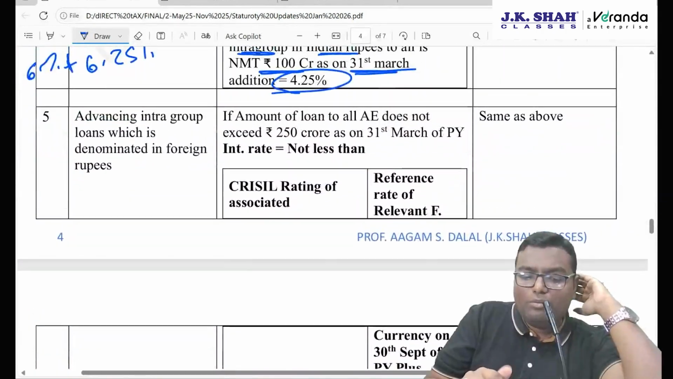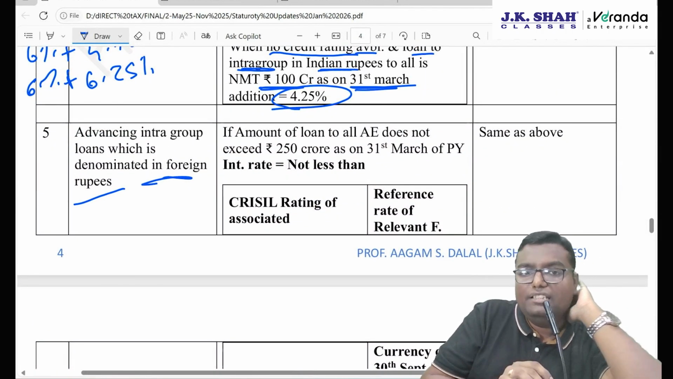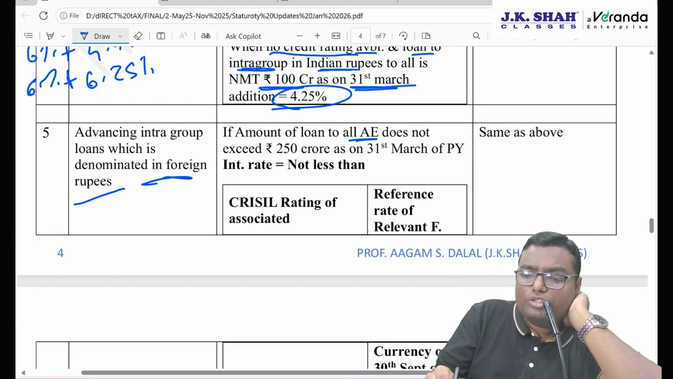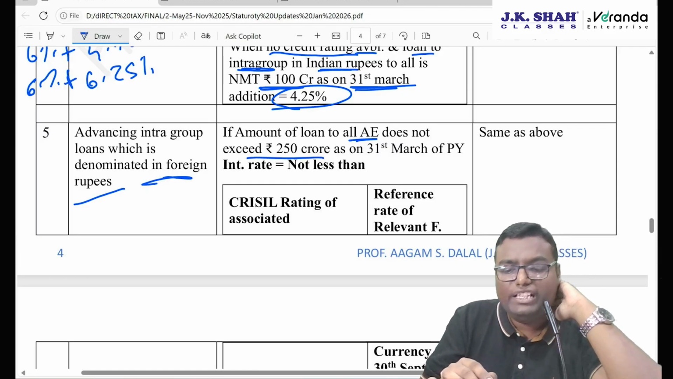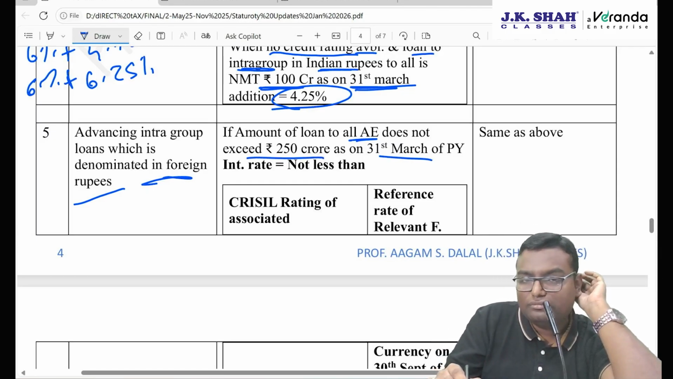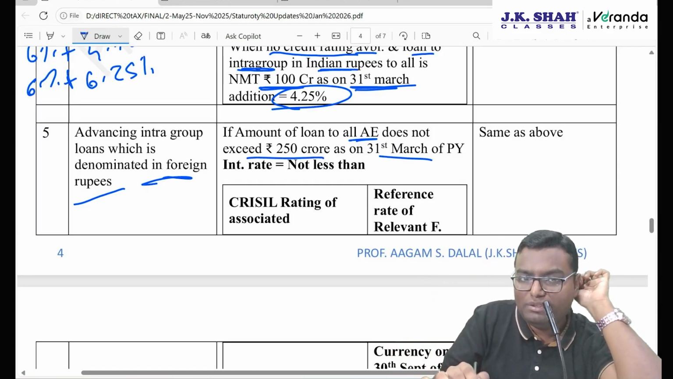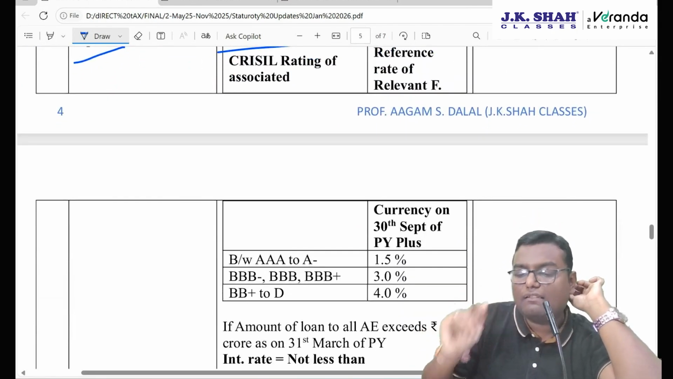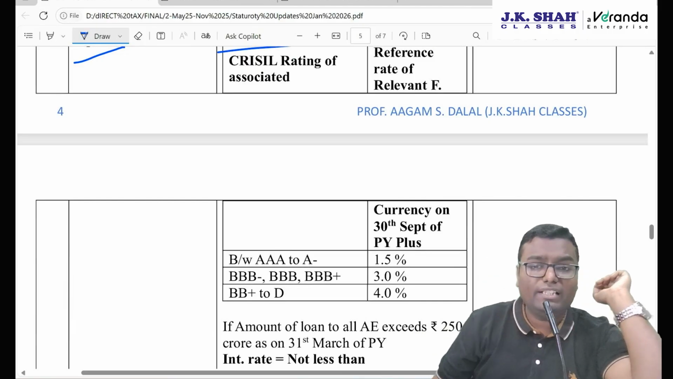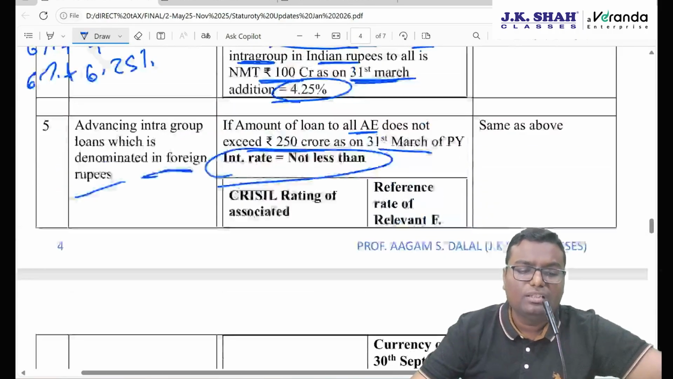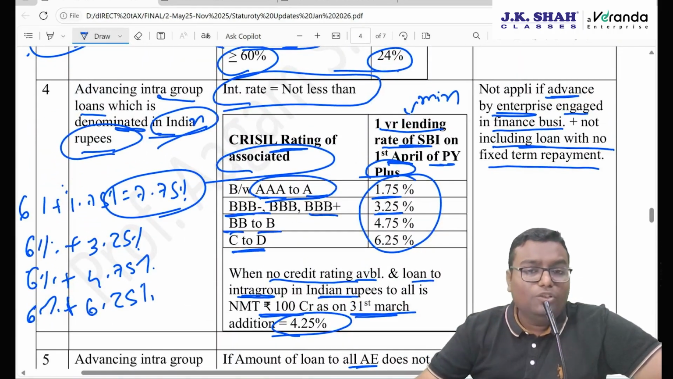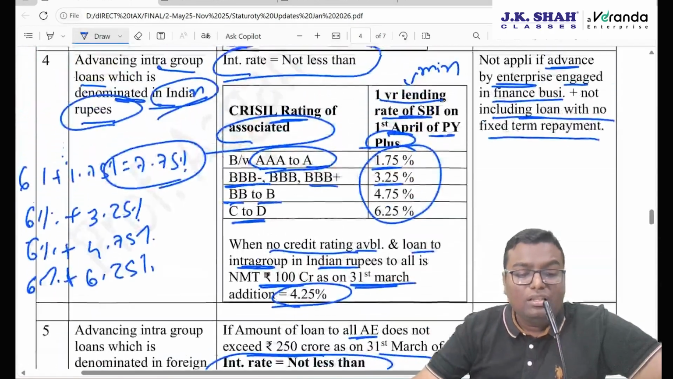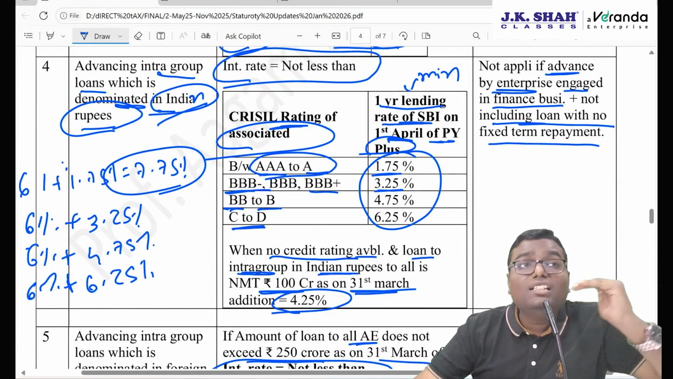What if the loan is denominated in foreign currency? If the amount of loan to all the associated enterprises does not exceed 250 crore INR on 31st March, then this safe harbor rule will be applicable, and then the interest rate will not be less than this. First of all, understand the difference between the fourth and fifth point. The fourth point was covering the loan which is in Indian currency. The fifth point is the foreign currency loan. The fourth point doesn't have any limit.